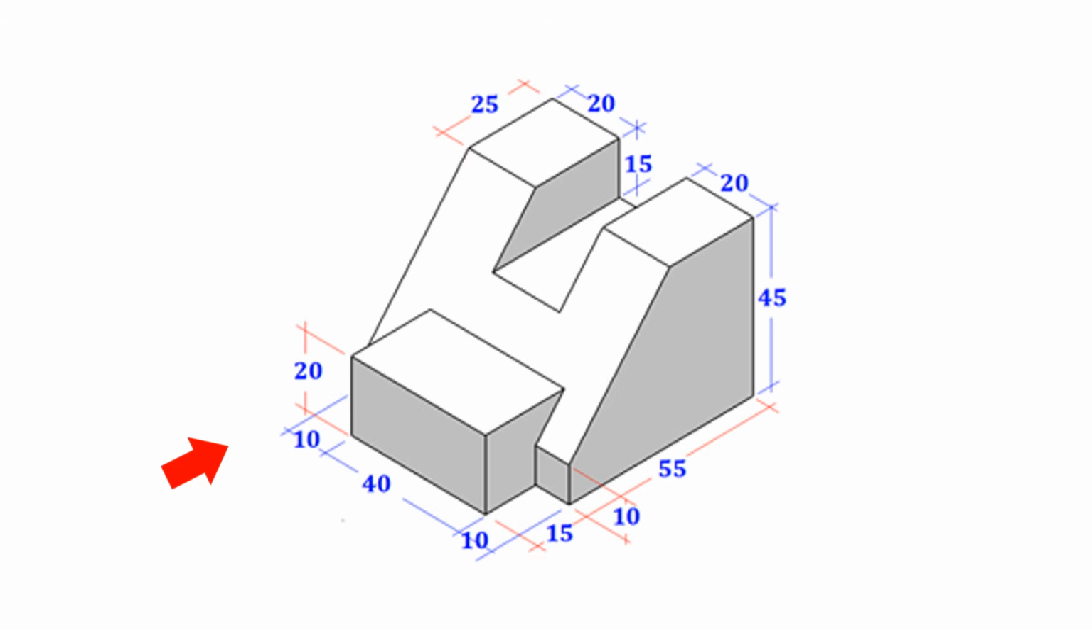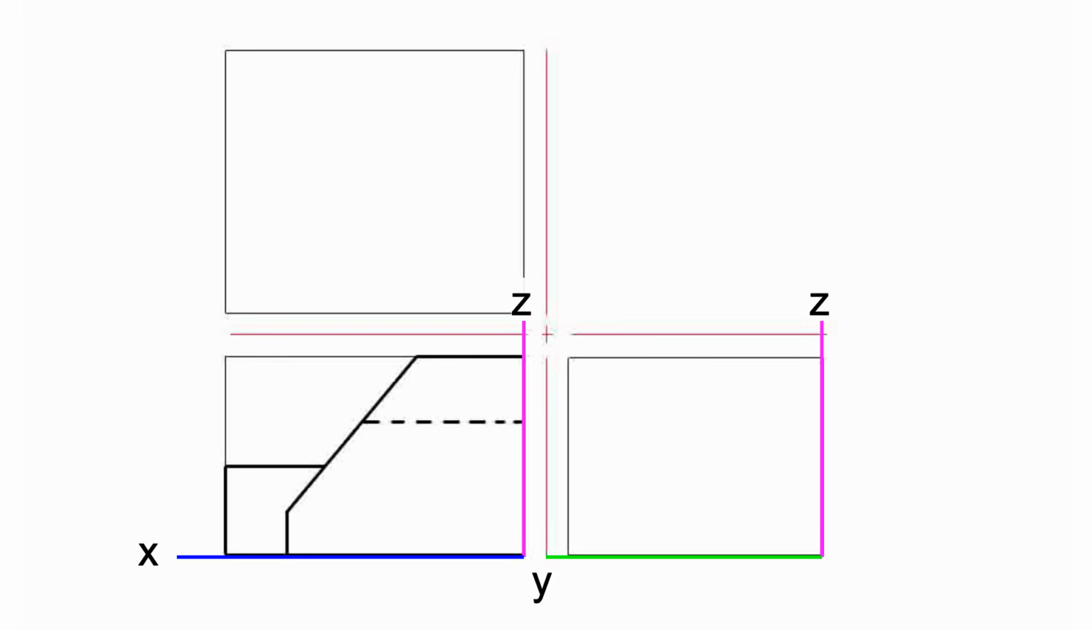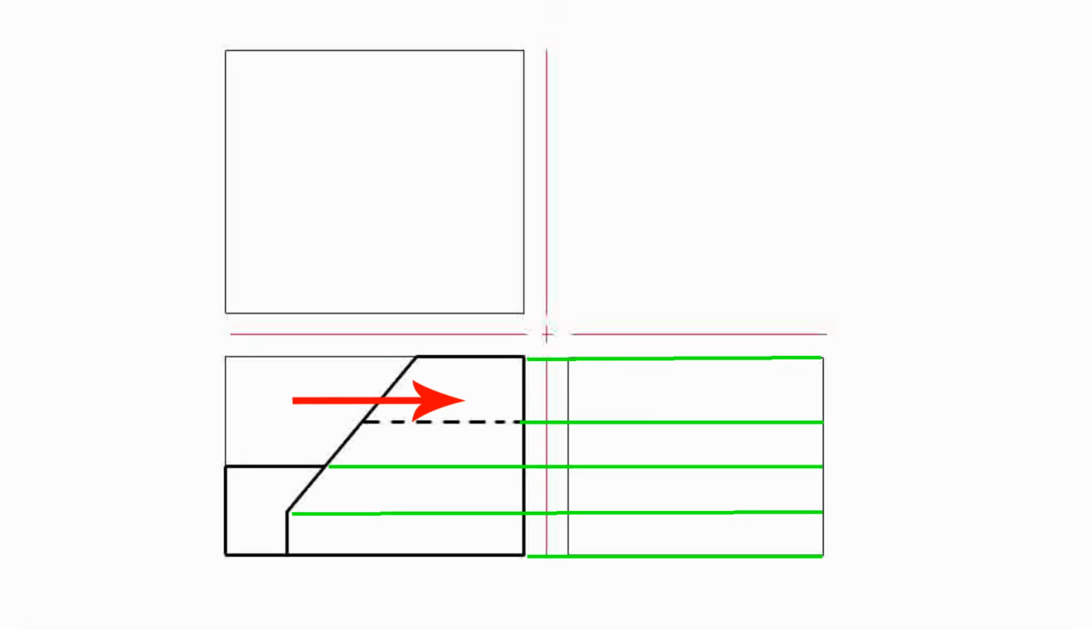Next, let's move to the side view. For the side view, the common axis with the front view is the z-axis, which is the height direction. So, we do not need to measure height information again, we already have it from the front view. We simply project horizontal lines from the front view into the side view area. These lines give us the height dimension for each plane.